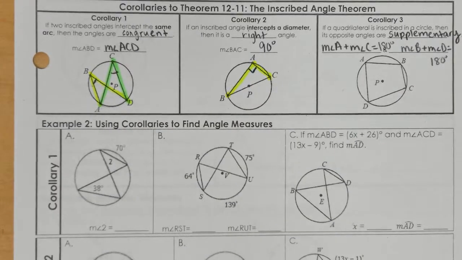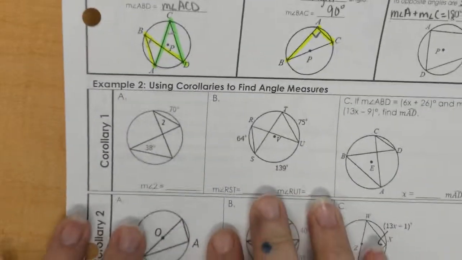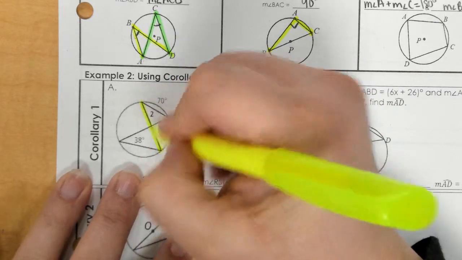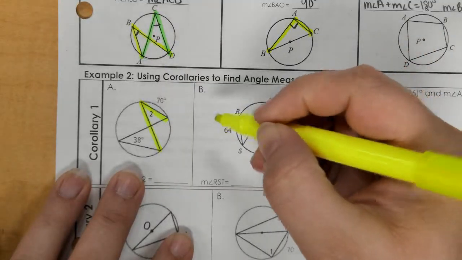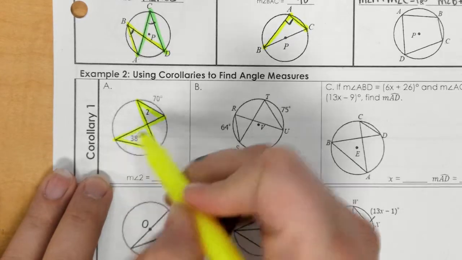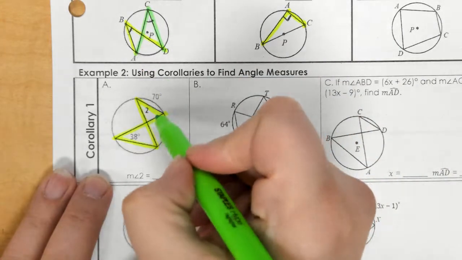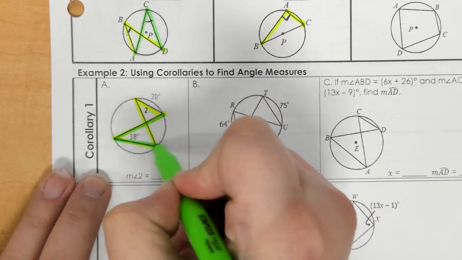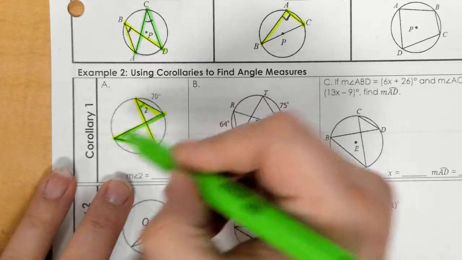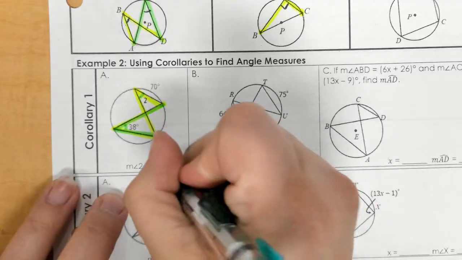Alright, so to put this in use, corollary 1, we're going to go back to this one. Okay, if I am looking at angle 2, that's what I have to get. I see that this right here has the same exact endpoints. Okay, it might be easier seeing green. Okay, they have the same endpoints. So if this is 38, then this is 38. They're both 38 degrees.